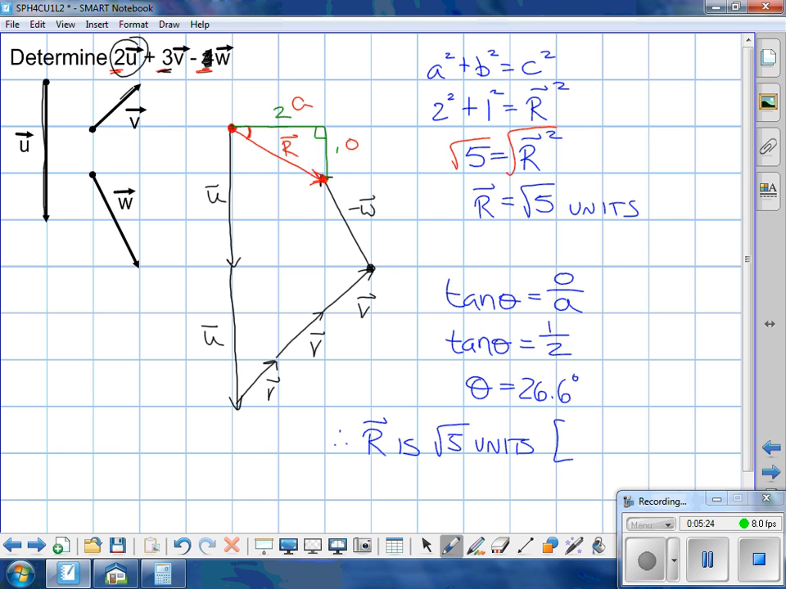And I'm going to go direction from your starting point. I want right and then down. So right, 26.6 degrees down. And you're done. All right. So that's all you're practicing today is adding and subtracting the vectors.